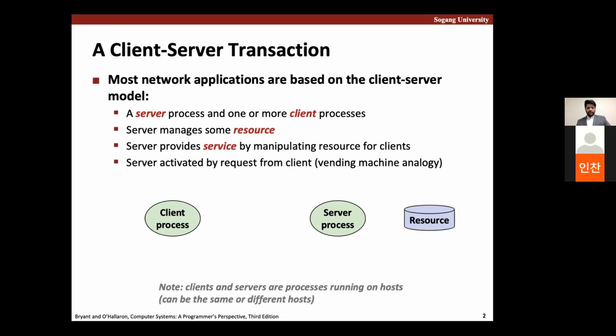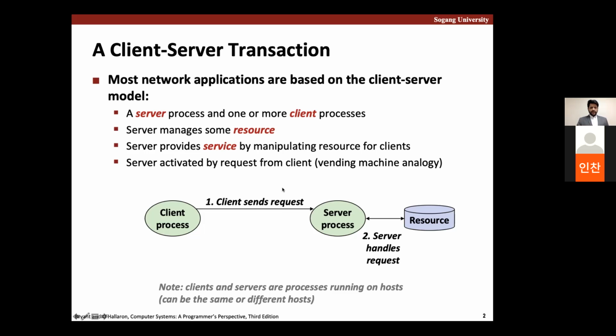The fundamental operation in the client server model is the transaction, as you can see in the figure here. The first step is that the client process sends a request to the server process, requesting some particular service that the server process is providing. For example, a web browser needs a file, and it sends a request to the web server. So that's step one, the client is initiating a transaction.